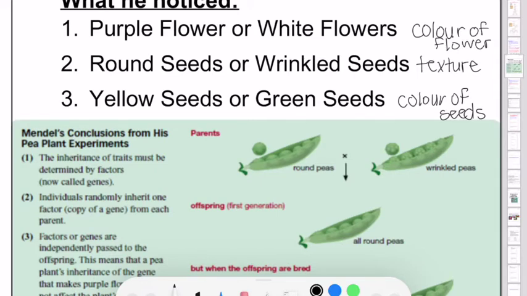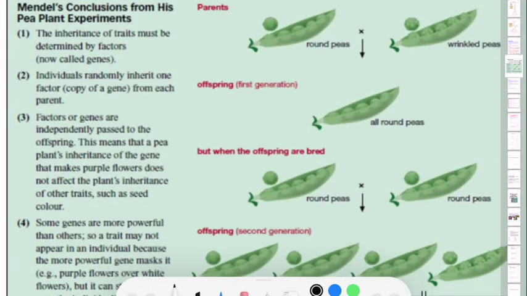So we noticed those 3 different traits that were expressed in the pea plants. So he decided to use those traits to figure out some things about the pea plants. Some conclusions from his pea plant experiments: the inheritance of traits must be determined by factors that are now called genes.